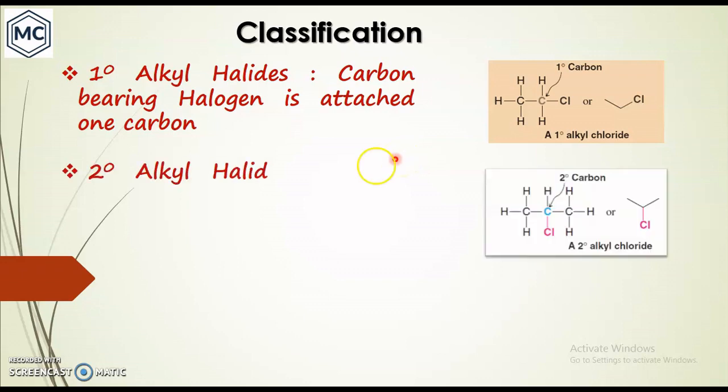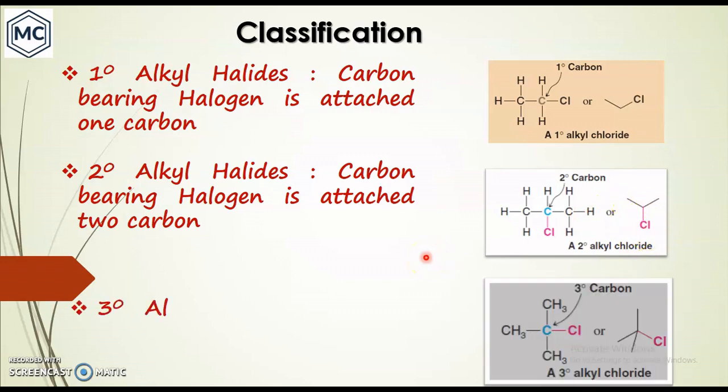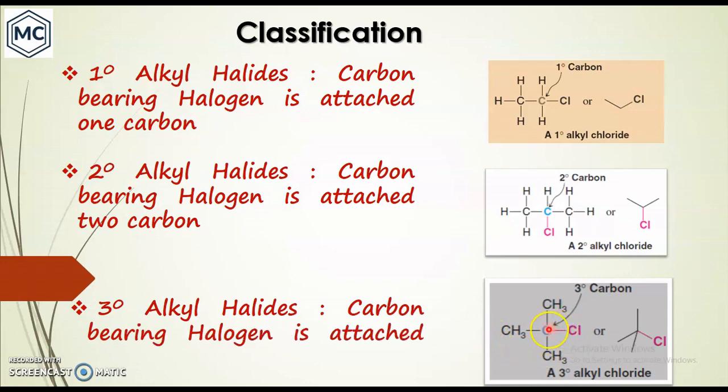Next one, secondary. In secondary, the carbon bearing halogen is attached to two carbons, that is 1, 2. So this is an example for secondary halide, isopropyl chloride. And tertiary: the carbon bearing halogen is attached to 3 carbon atoms, 1, 2, 3. So this is tertiary butyl halide.